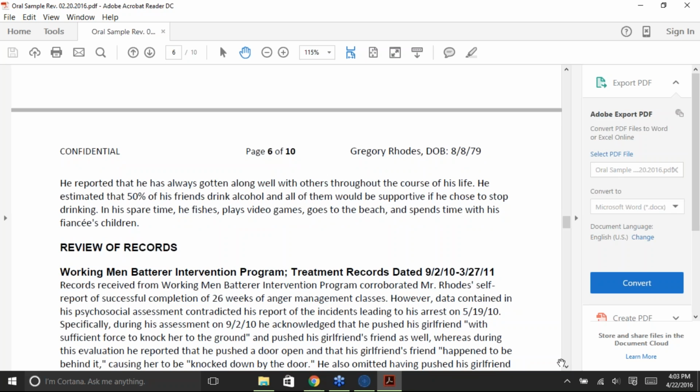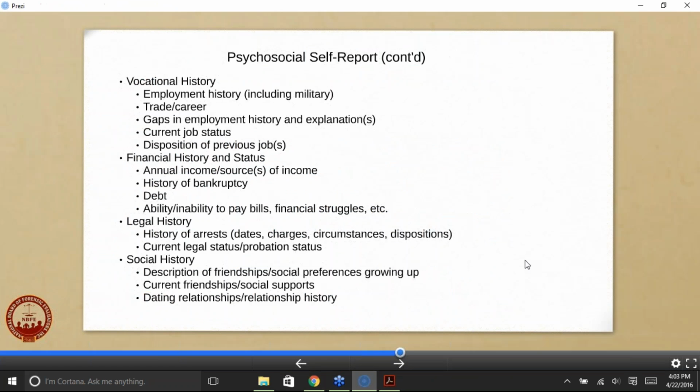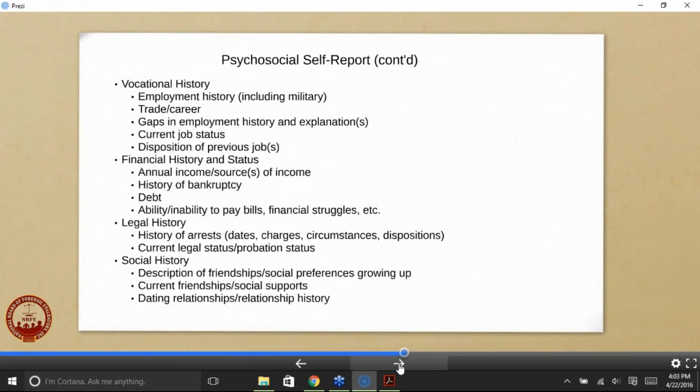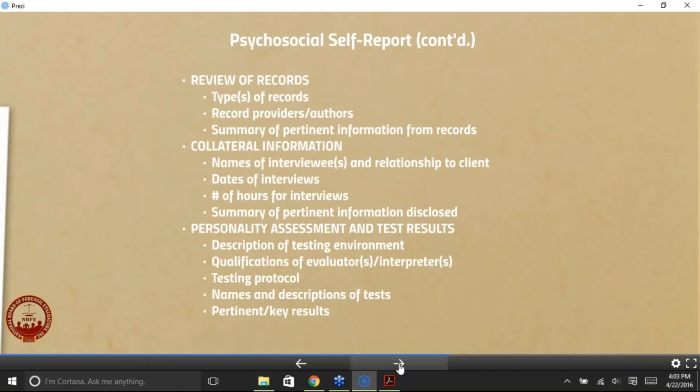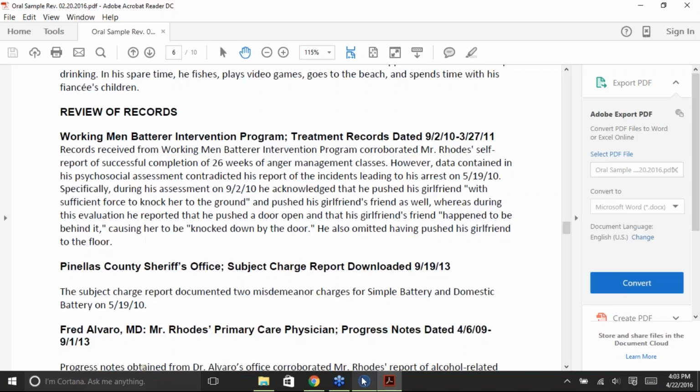Okay, so talk about this guy's relationship history and all that stuff. Let's start talking about the review of records. What I recommend that you talk about when you look at review of records is the type of record that you reviewed, who provided or authored the record, and the summary of pertinent information. You're not going to say stuff that has no relevance to your evaluation. You're only going to report what looks relevant to your evaluation.